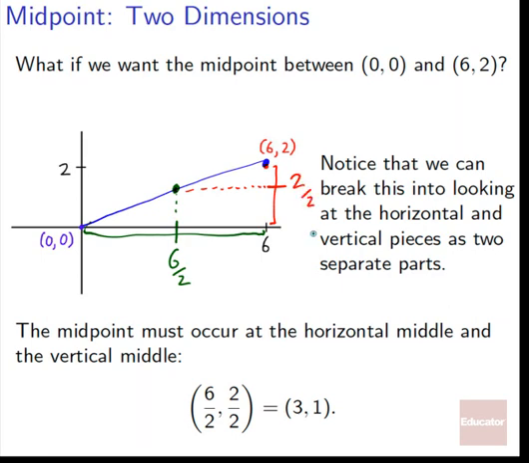So our location that's going to be halfway between them will be half of our horizontal distance and half of our vertical distance: 6 over 2, 2 over 2, or 3, 1. The midpoint's going to occur at the horizontal middle and the vertical middle put together into a single point.